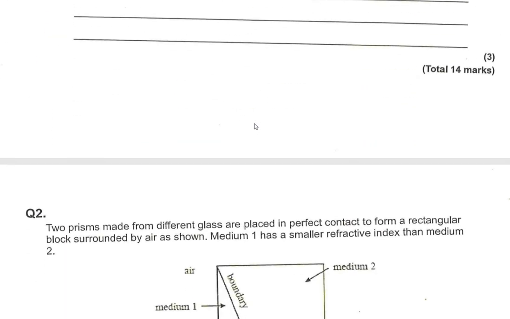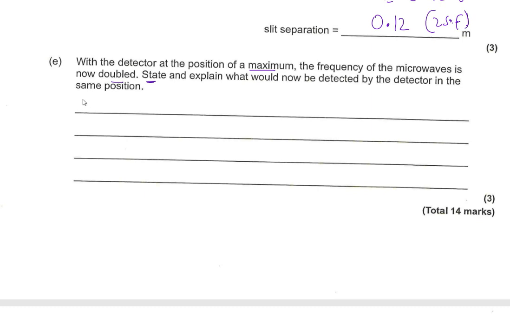Now the first thing you want to ask yourself is the following. The frequency doubles. What happens to the wavelength? If the frequency doubles, the wavelength is going to halve. The speed of the microwave is still the same, because it travels at the speed of light, so you can't go faster than that. So if the frequency doubles, then the wavelength goes down by 2, so it halves. Okay, that's the first thing.